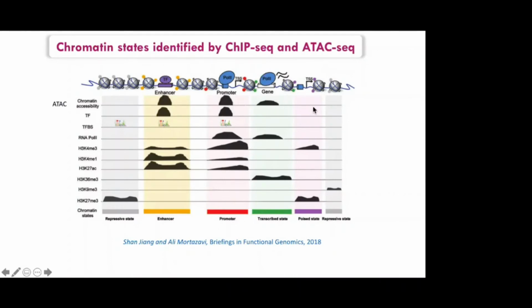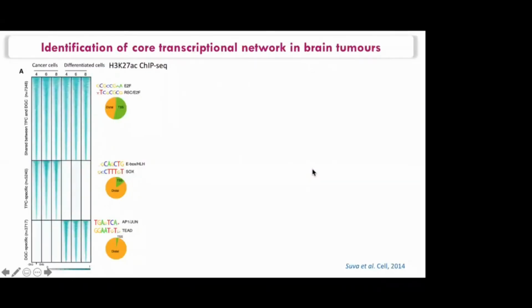And this one is the interesting bit, the poised state or the primed state. For the developmentally regulated genes, you see both active and repressive marks present there.